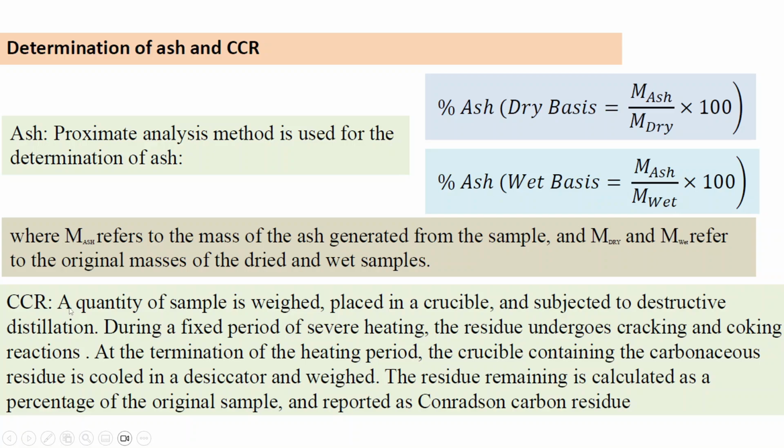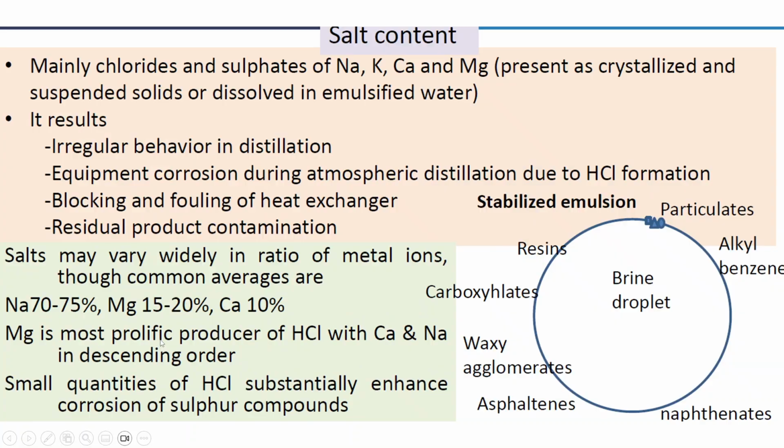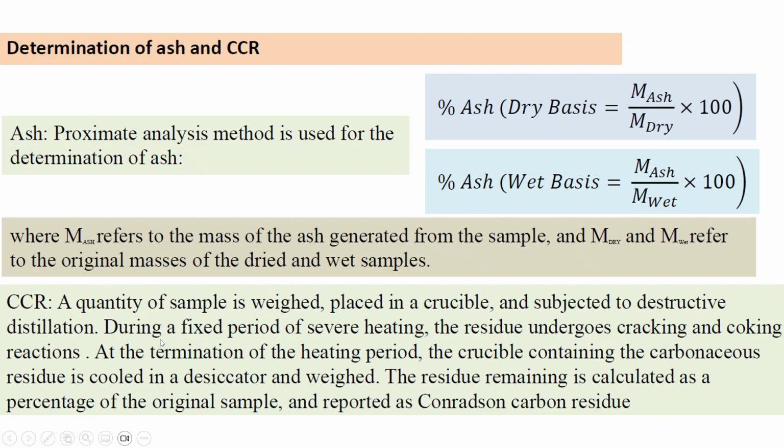In the Conradson carbon residue method, a quantity of sample is weighed. It is placed in a crucible and subjected to destructive distillation. For a fixed period, severe heating is done. The sample undergoes cracking and coking reactions. After the termination of the heating period, the crucible containing the carbonaceous residue is cooled in a desiccator and weighed. The residue remaining is calculated as a percentage of the original sample and reported as Conradson carbon residue.